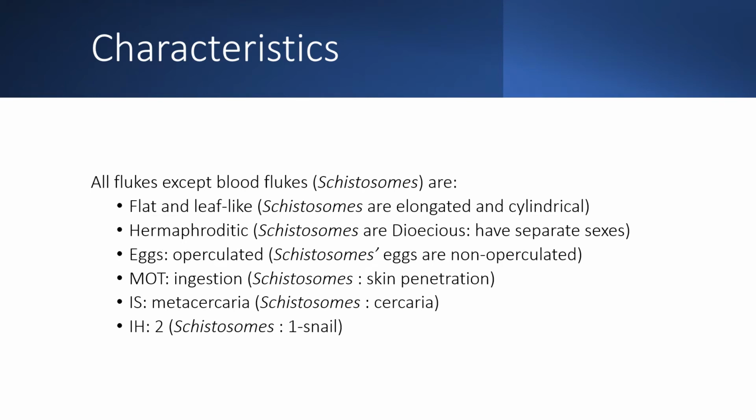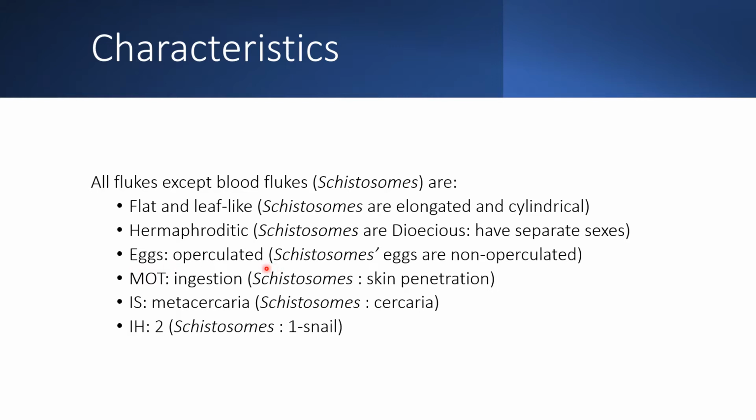For its general characteristics, all flukes, except blood flukes, are flat and leaf-like. However, your schistosomes are elongated and cylindrical, so they are more like roundworms. Second, they are known to be hermaphroditic or monoecious. They are capable of self-fertilization, except for your schistosomes, which are dioecious and have separate sexes. And for the eggs, their eggs are mostly operculated.